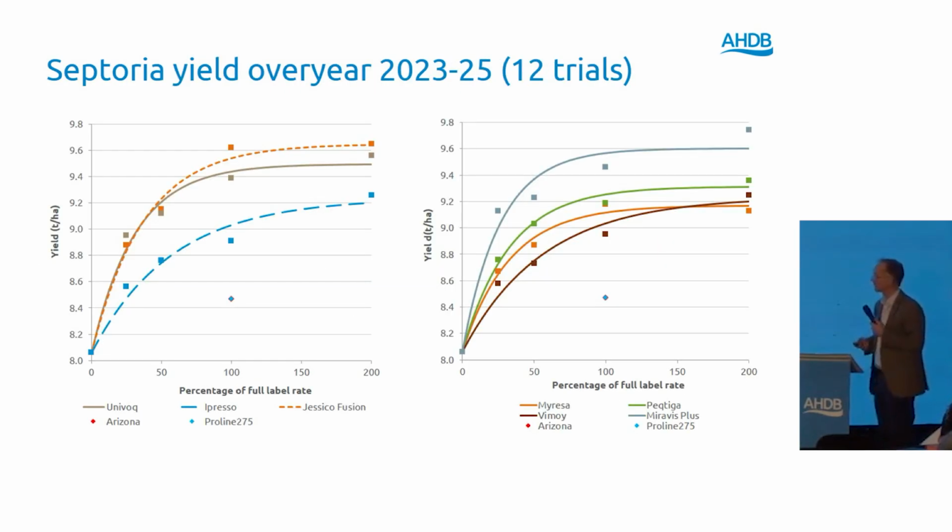When we look at yields across that, this is what we find. Miravis does stand out. It clearly is a very, very active molecule on septoria and provides a very robust yield response. Pectiga, second to that. And yes, Myrisa and Vimoy also giving us a good yield response, but not quite as strong as the other two. Again, I think I'd struggle to separate Jessico Fusion and Univoc based on that information. Ipresso, a small step behind based on the efficacy of isoflucipram versus the fenpicoxamid, I think.